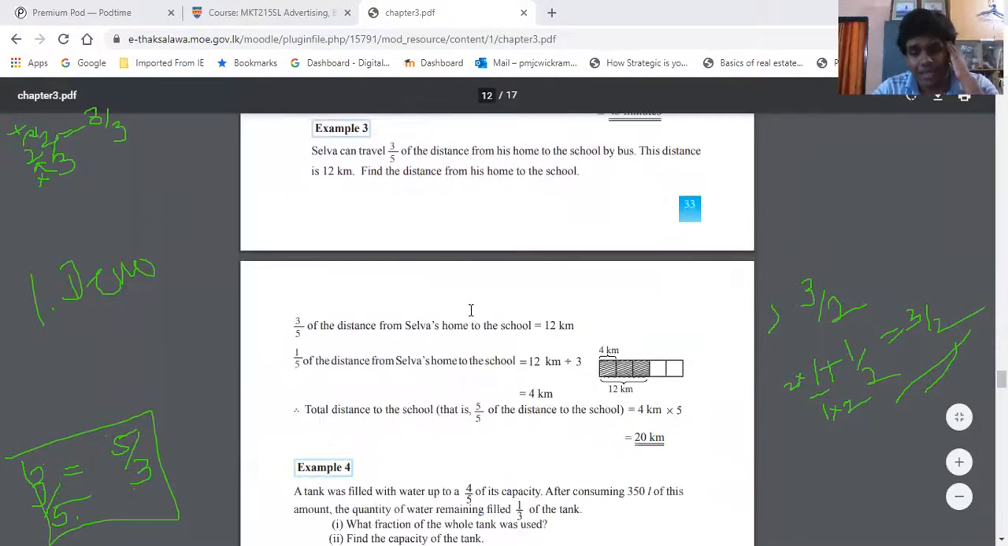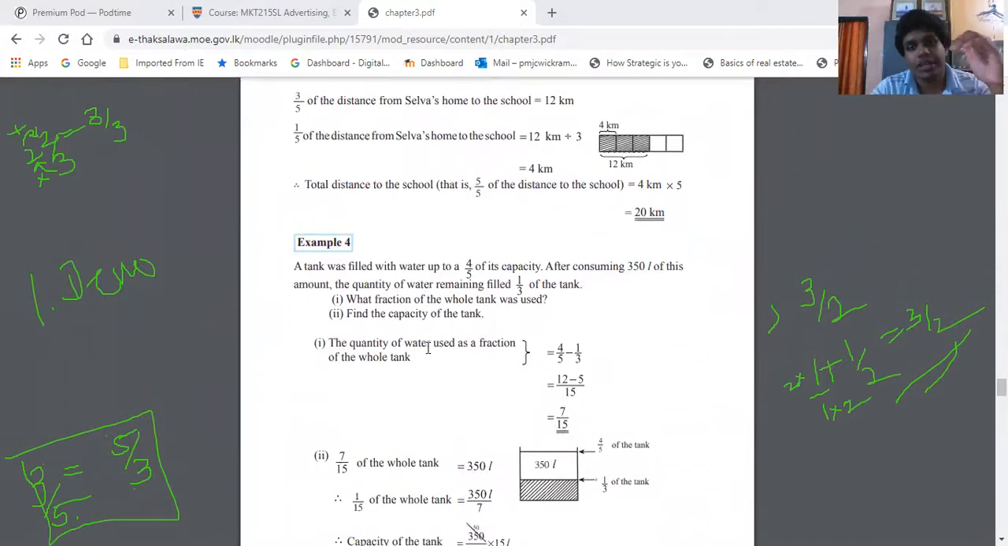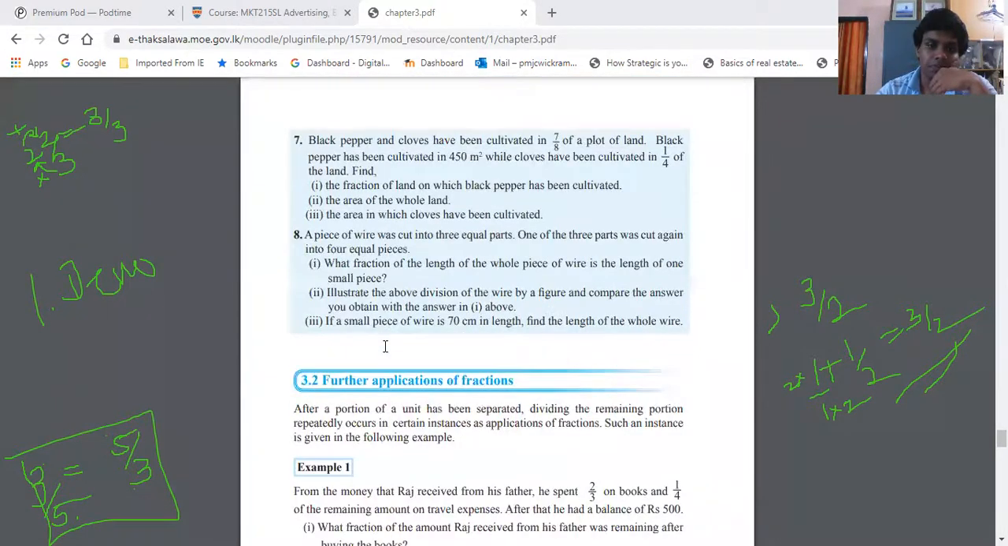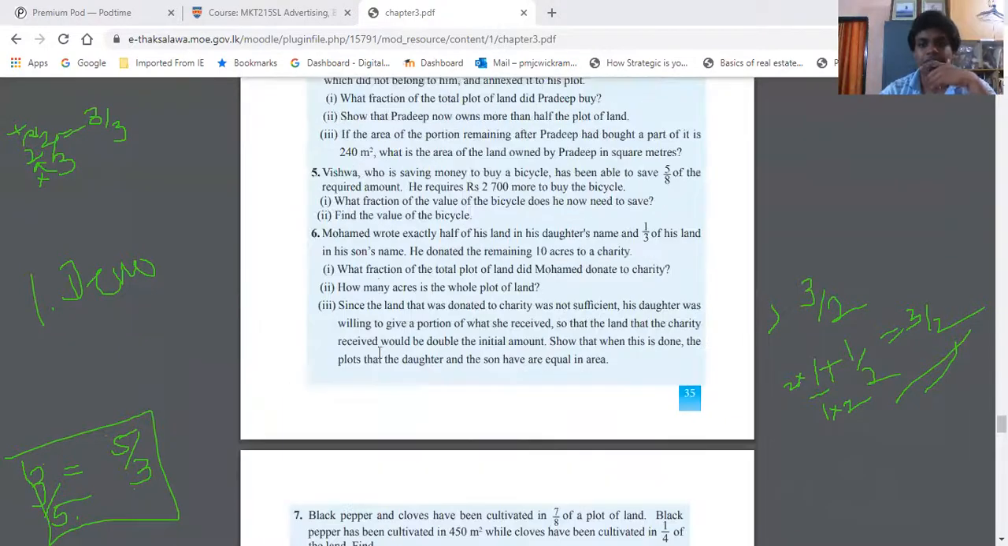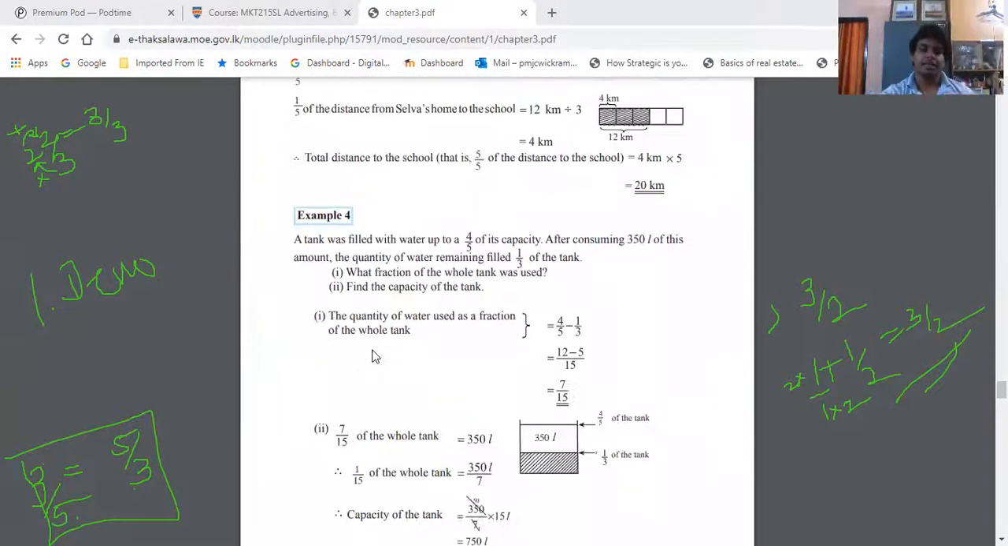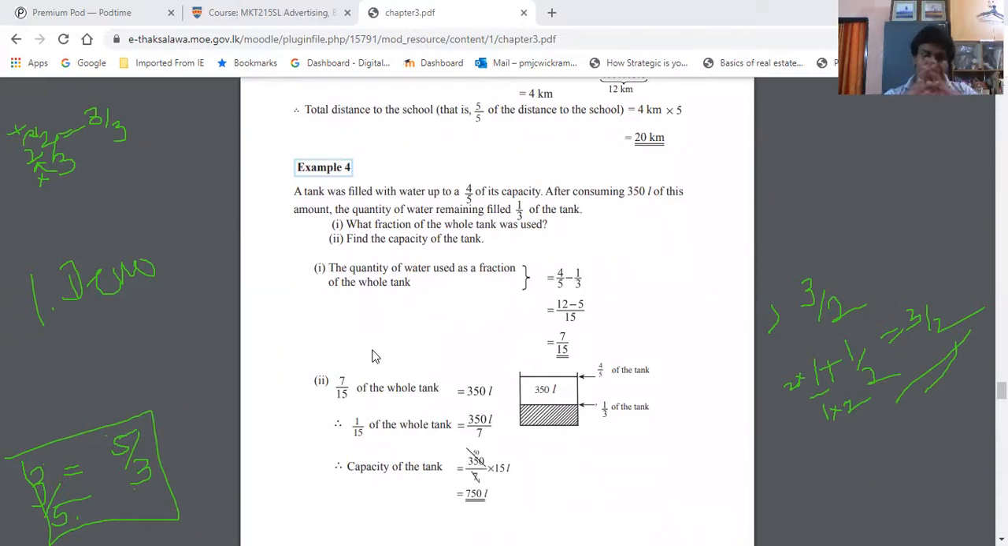Example 2, example 3, example 4. Please do check these examples. These are the models of how it can come to you. This example 4 is kind of good. I believe example 4 is a good one. So we'll do that and move on to one of the questions given in the exercises. Example 4: a tank was filled with water up to 4/5 of its capacity.